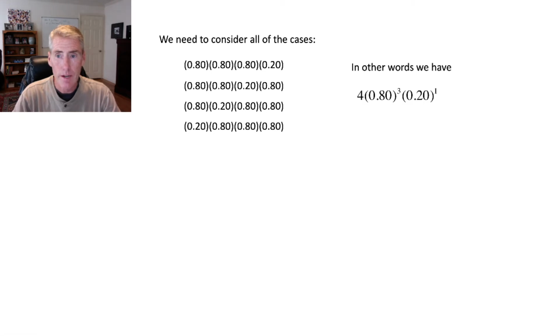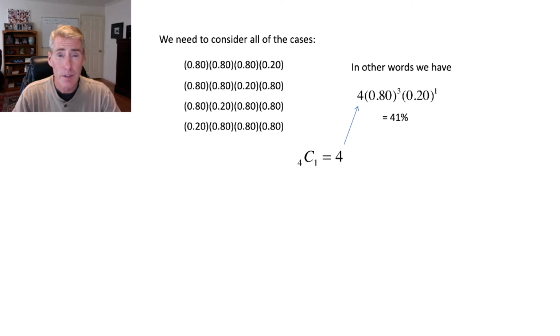So in other words, in all of these cases, we have 0.80 raised to the 3 times 0.20 to the 1. And then we have 4 of these. So if you put that in a calculator and multiply it, you'll get 41%. Now this 4 right here comes from the combinations. Remember in the previous chapter, the counting, combinations, and permutations? So this would be combinations.